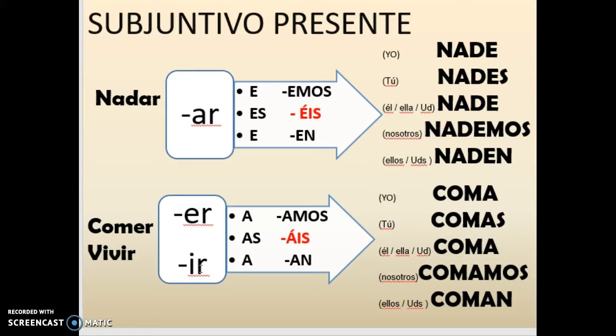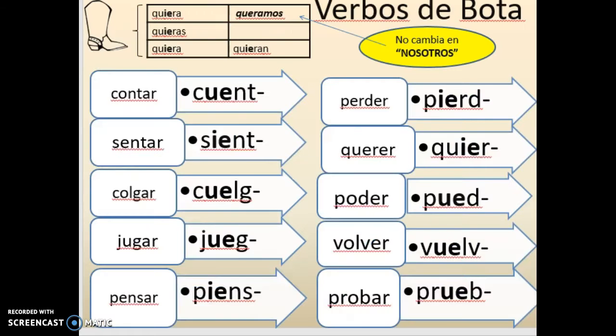Now, you have to remember that we have a lot of irregular verbs that you've been learning since level 1, and you still have to remember that they're irregulars for the subjunctive. Let's look at some of those irregulars. Your verbos de bota, like contar, poder, jugar, they do not change in the nosotros form. Here are the changes: O to UE, E to I, E to IE. This is just a short list, and you probably have within your notes charts with these irregular verbs.